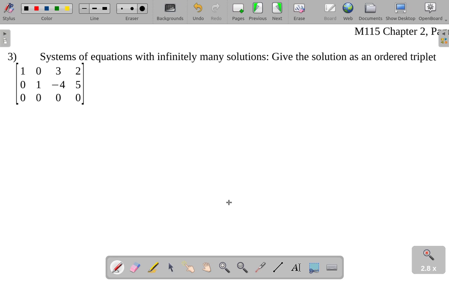Alright, here we're looking at an example of a system of equations, and you can see already that this is an example where we have infinitely many solutions. And we're going to want to give the solution as an ordered triplet. Now, I know that there's infinitely many solutions here because this third equation reads 0 equals 0. 0x plus 0y plus 0z equals 0. And therefore, it's not contributing anything.